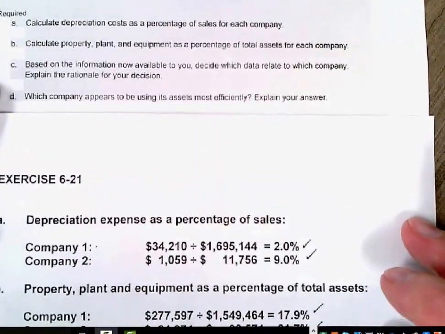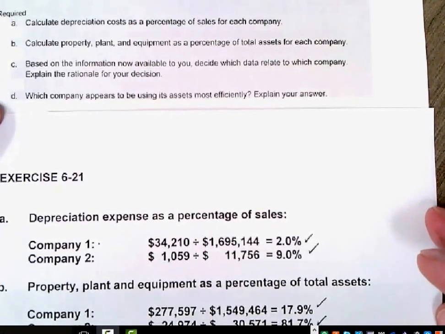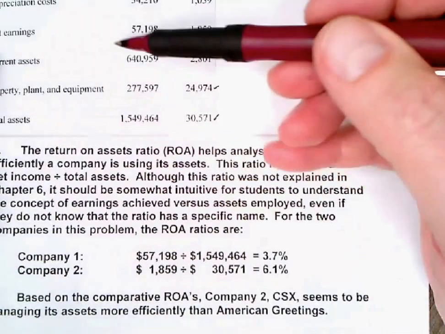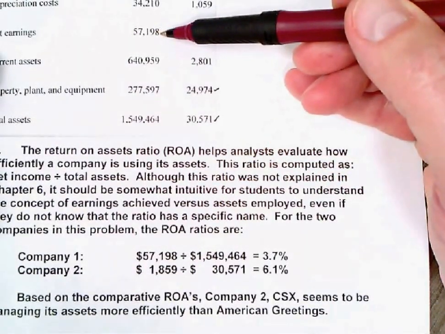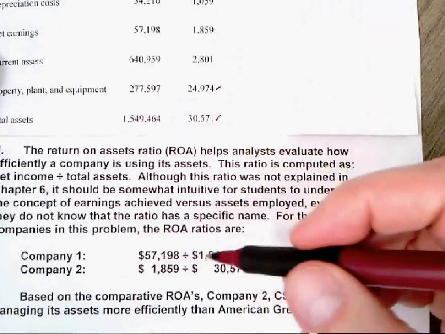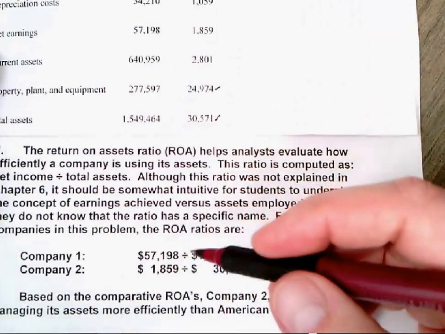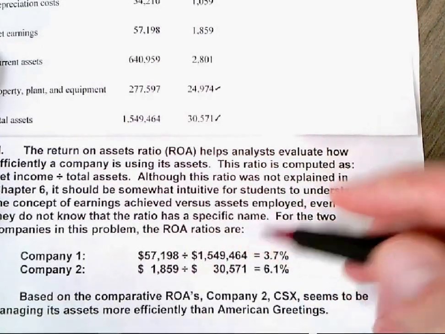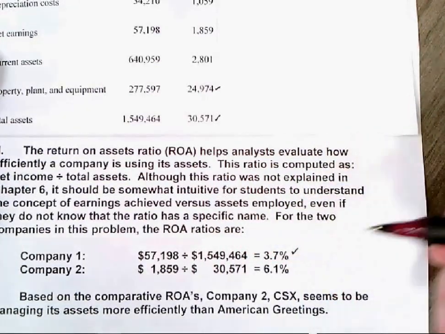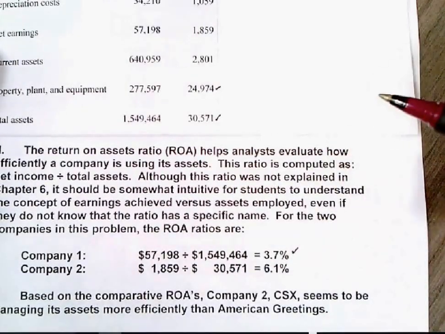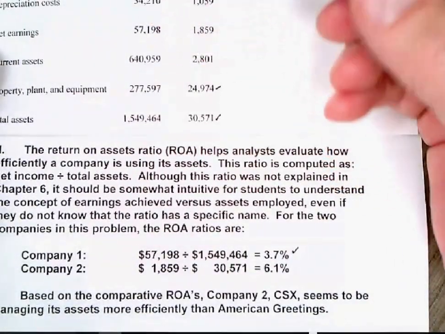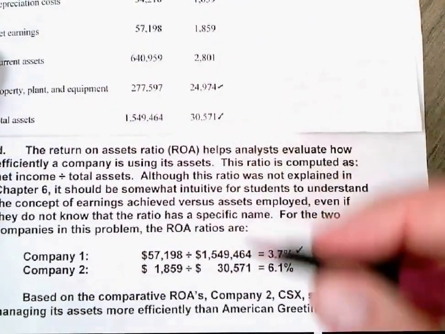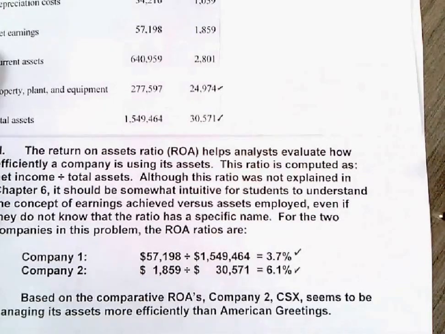And finally, Part D, which company appears to be using its assets most efficiently? Now, to determine efficiency, we would look at the ratio of net earnings or net income to the total assets. So for Company 1, which we think is American Greetings, $57,198 to $1,549,464, so that's 3.7% return on assets, or net income for every dollar of assets invested. For Company 2 or CSX, $1,859 divided by $30,571, or 6.1%.